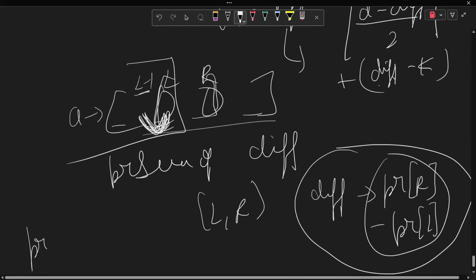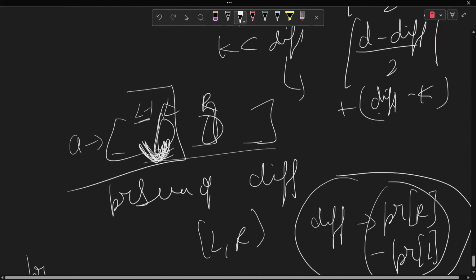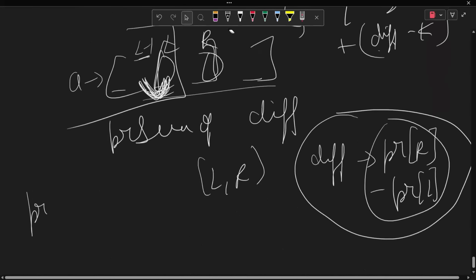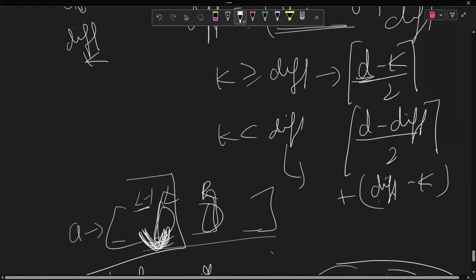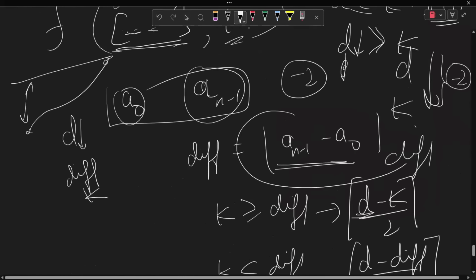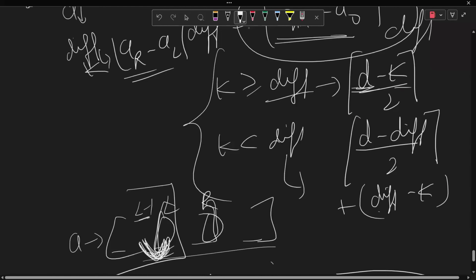Sorry, this was D in my above notation. The D I was talking about was this. Okay. So D you can calculate as prefix of R minus prefix of L, this summation thing. And then the difference is basically, this is O of 1 operations, A of R minus A of L. This thing would be your diff, and your K is given to you. Once you have calculated diff, K and these things in O of 1, you can write this if else.